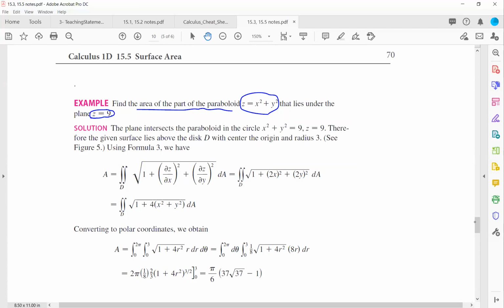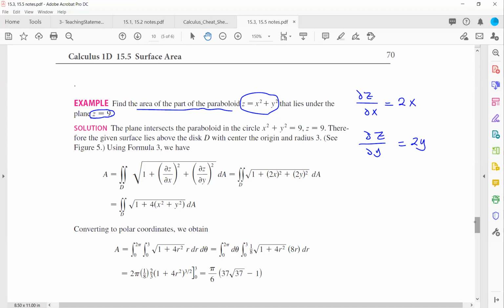Perfect. So, taking partial derivatives is easy. You are taking the derivative with respect to x, you get 2x. So the partial derivative of z with respect to x is 2x. The partial derivative of z with respect to y is 2y. Nothing important here. How about the domain?